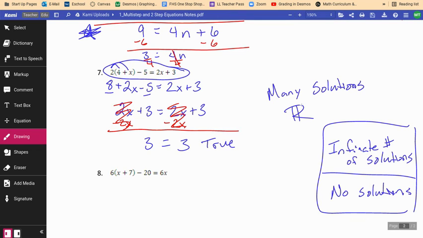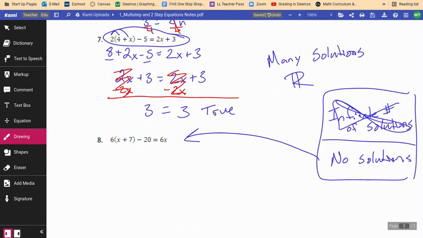So number 7 is many solutions. So we've used that one. You can already assume that this is going to be no solutions. So let's show you what number 8 looks like. Again, we distribute. 6 times x is 6x. 6 times 7 should give me 42, if my math is correct. And then we still have the minus 20, and it's equal to 6x. I can continue to simplify. 6x plus 42 minus 20 gives me 22 is equal to 6x.